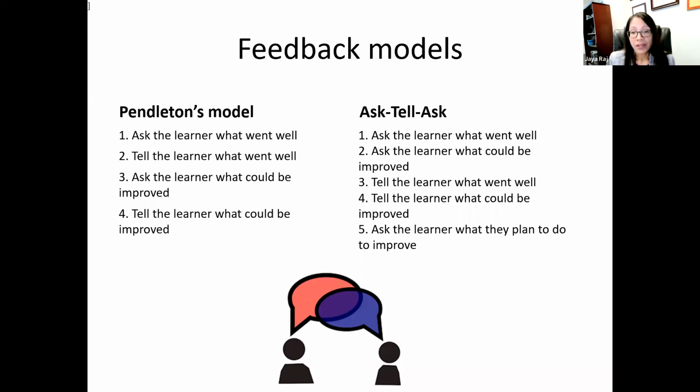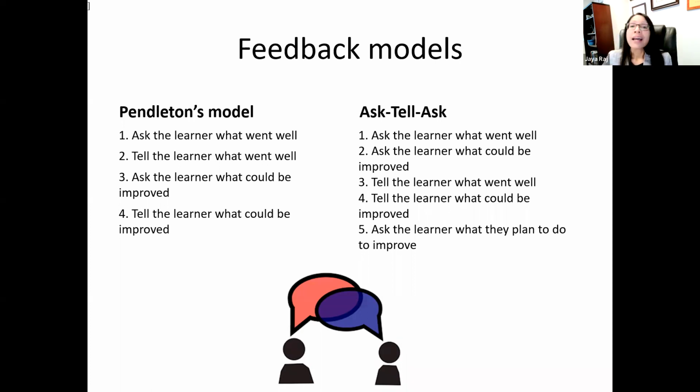So both of these models, I think, are effective. They have a number of things in common. One similarity is that they both begin with a learner's self-assessment. So the learner is required to do some self-reflection and then identify, again, both their strengths and their weaknesses.